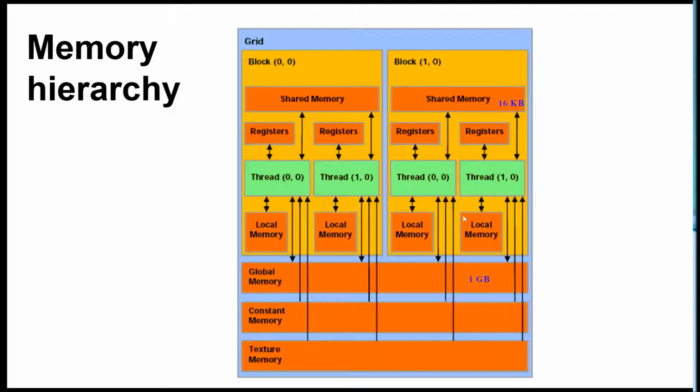If we put all the memories together, we can see a graph like this. This is a simplified illustration of a GPU. So this is an overview of all the memories and the scope of each type of memory.